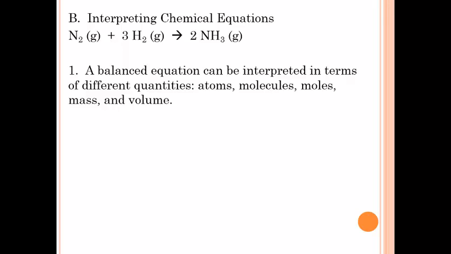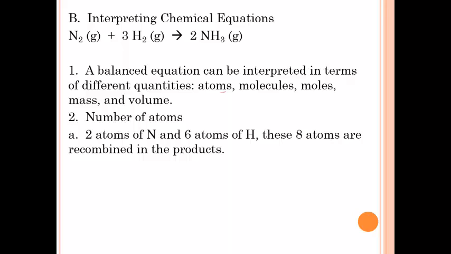Always make sure that you have a balanced chemical equation. And once it's balanced, then we can determine the different amounts of, in this case, nitrogen and hydrogen and ammonia that we need. We can determine the amount of atoms of each one, molecules, moles, the mass, and the volume.